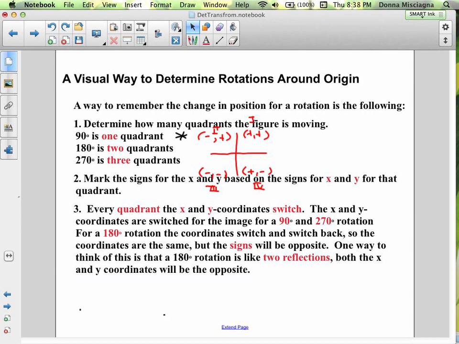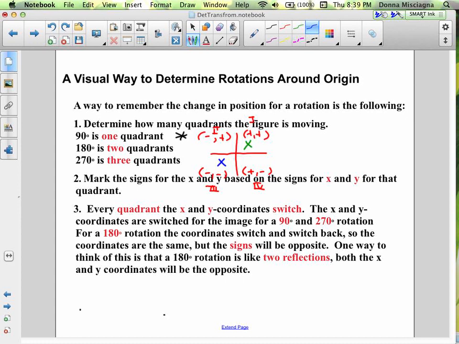For a 180 degree rotation, the coordinates switch and switch back. So the coordinates are the same, but the signs will be the opposite. So for instance, if the object was here in the first quadrant and it rotates 180 degrees, whether it's clockwise or counterclockwise, it's going to end up here in the third quadrant, where the signs are both negative. So we can use the fact that the quadrants have different signs to help us figure out the proper coordinates.